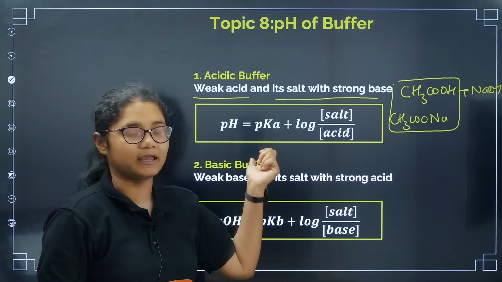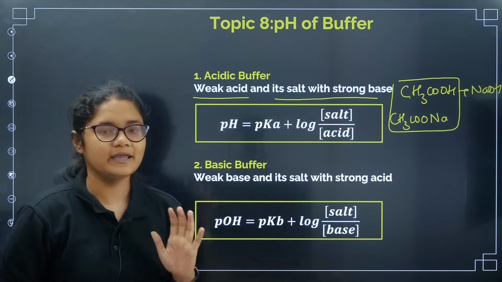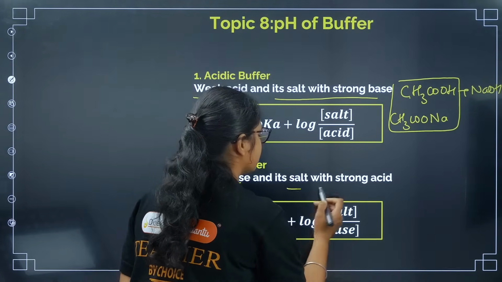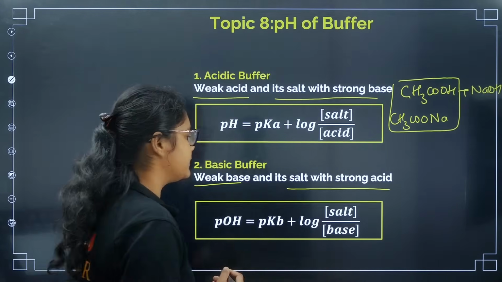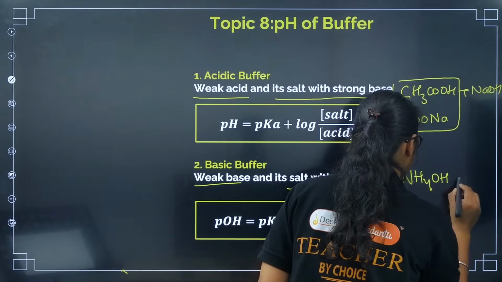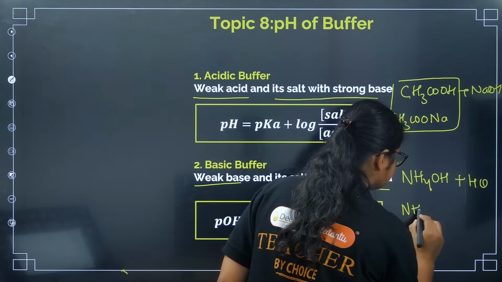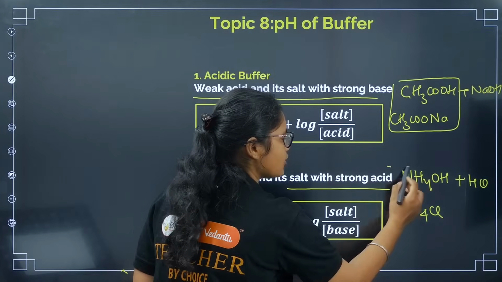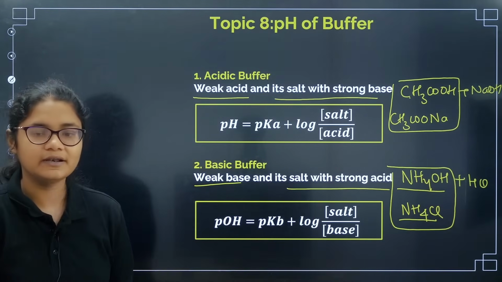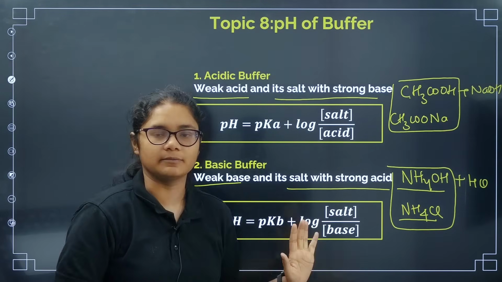pH is equal to pKa, the weak acid's pKa, plus log of salt concentration by acid concentration. Now similarly, we can calculate for a basic buffer: a weak base and its salt with a strong acid. For example, you have a weak base like NH4OH and the strong acid is, suppose, HCl. Then we will get the salt NH4Cl, right? So this combination, a weak base and its salt with a strong acid, will form a basic buffer. So pOH will be equal to pKb plus log of salt by base.